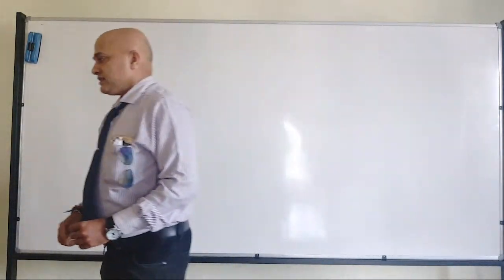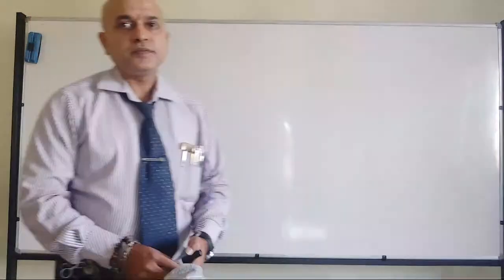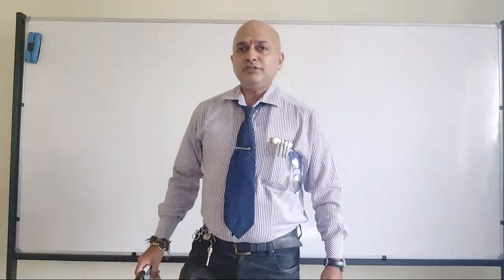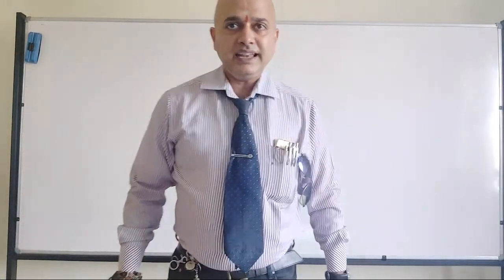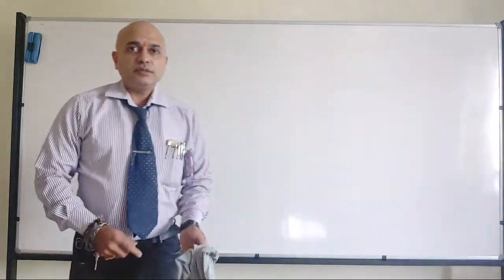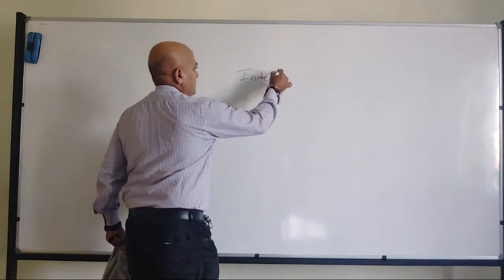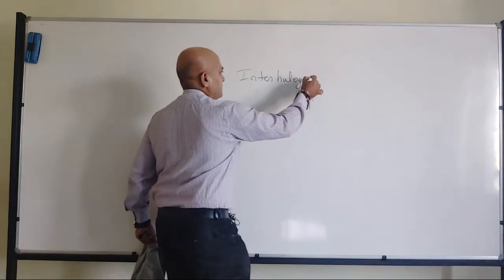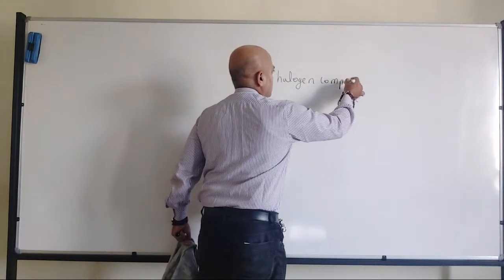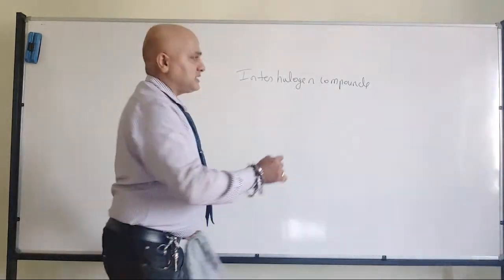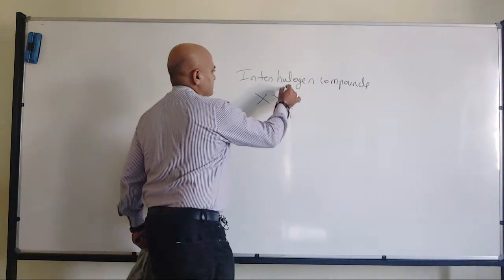Okay. So what we will do is, we have already done some of the reactions, right? That is related to the chemical properties of group 17 elements. Then we have discussed interhalogen compounds, where we have the general formula XX prime.